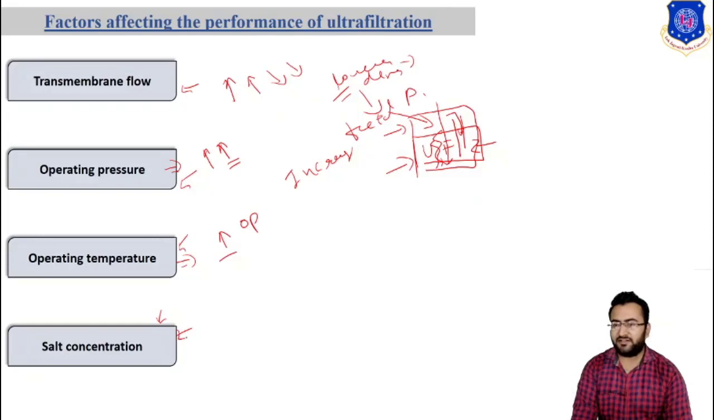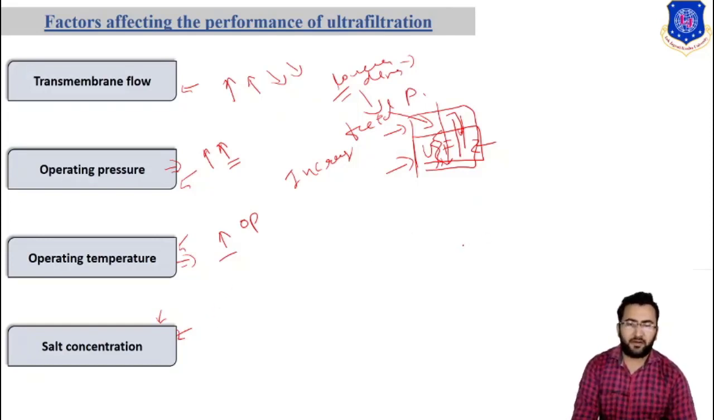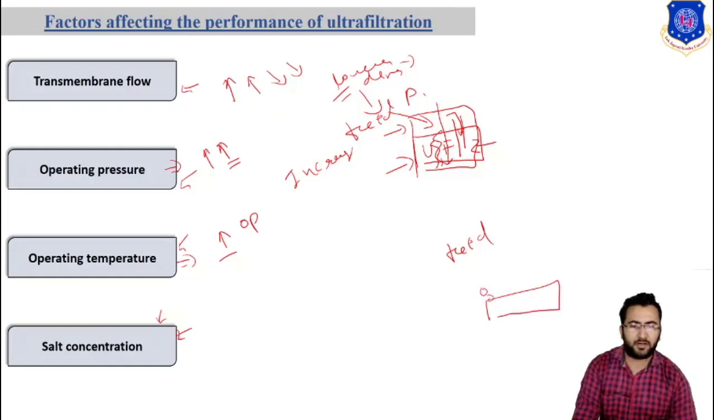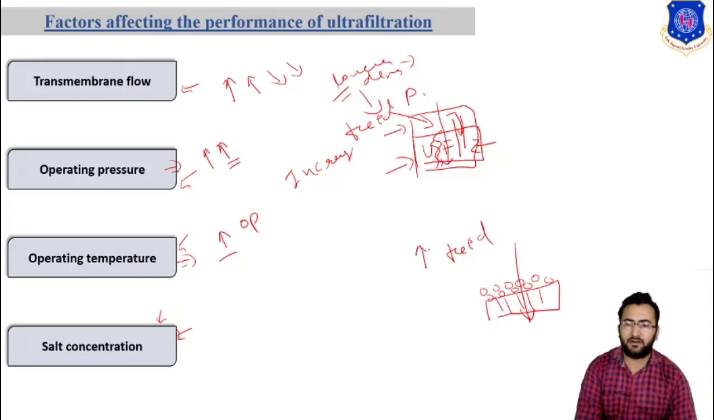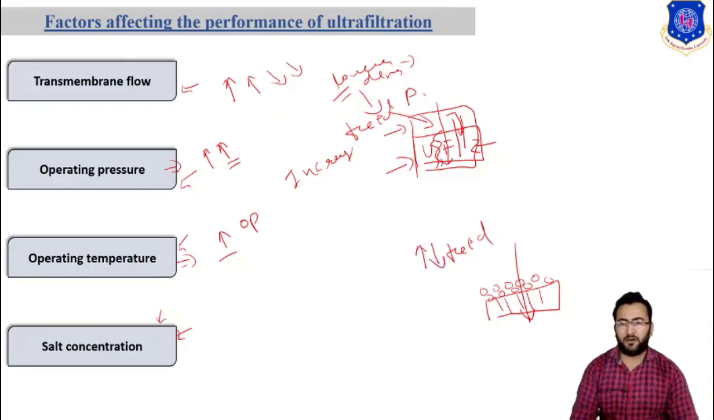Then salt concentration also affects ultrafiltration. If we have a high salt concentration on the feed side, there will be a chance for salt to accumulate on the surface of the membrane and block the pores. So the permeate cannot pass through the membrane, and we cannot achieve a higher flux. So if salt concentration is higher on the feed side, it will reduce the flux, and there is also a chance of concentration polarization and fouling of the membrane.